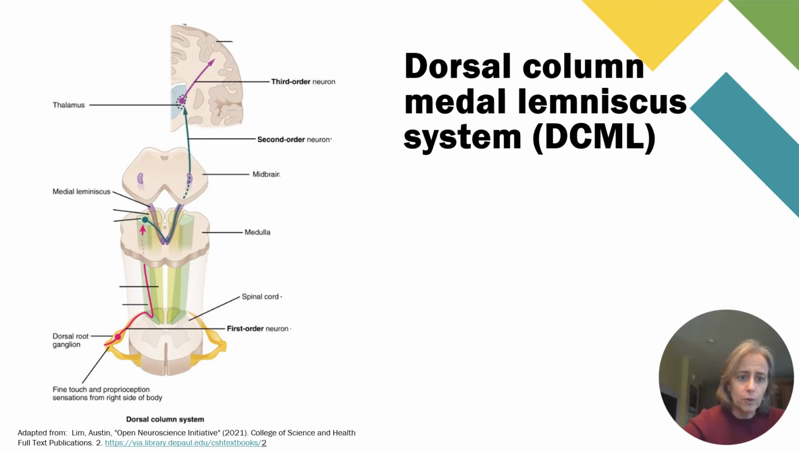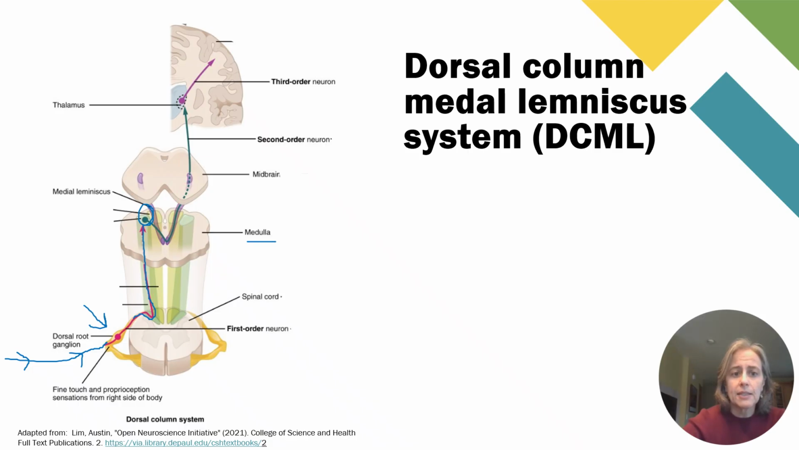So let's just review. Our first order neuron, the cell body, is here in the dorsal root ganglion. It was receiving something from a mechanoreceptor in the skin. That signal travels along the axon and comes into the spinal cord and then goes up through the dorsal column until it reaches your second order neuron, which is in the medulla.